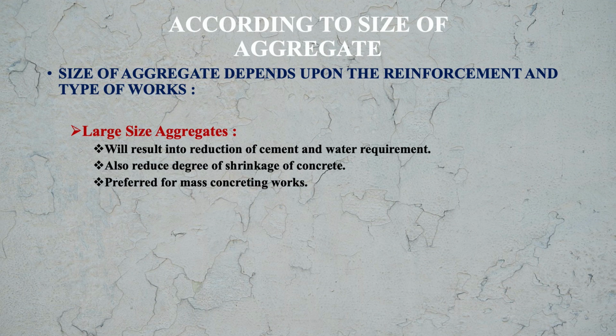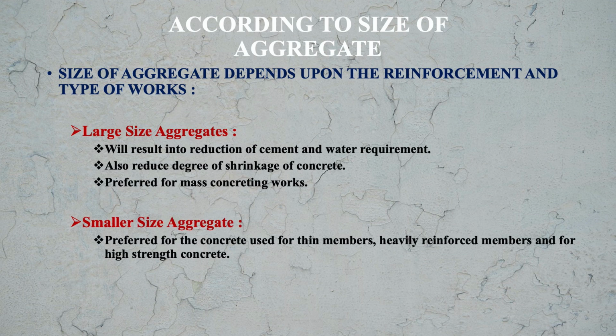Large size aggregates will result in reduction of cement and water requirement. Also, if you are using the large size aggregate, they will reduce the degree of shrinkage of concrete, and also they are preferred for mass concreting works. So these are the uses where the large size aggregate can be used.